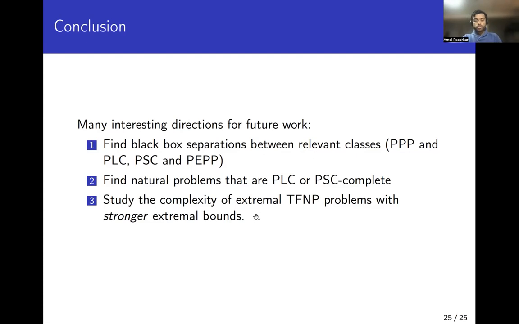And finally, as mentioned, we've considered a variety of extremal problems here, but the hardness of the TFNP problem is connected with the strength of the extremal bound. So it'd be interesting to see further analyses of TFNP problems that have stronger extremal bounds.